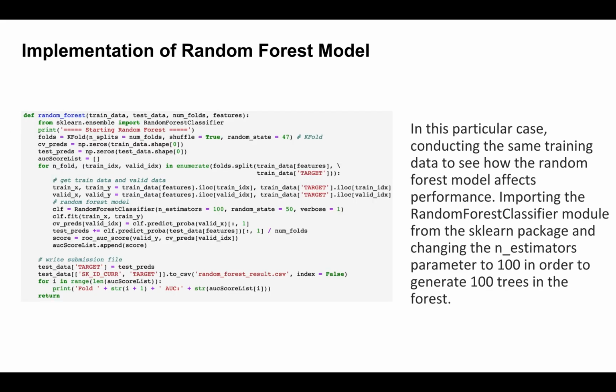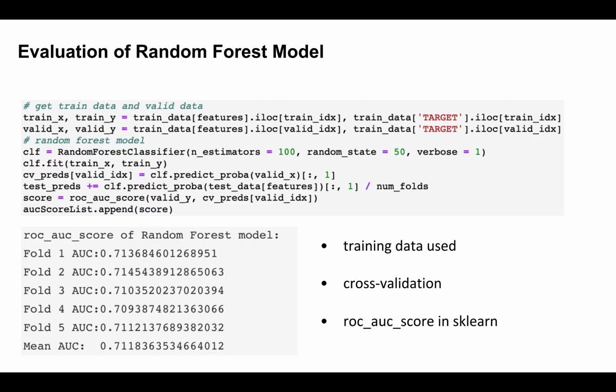In this particular case, we use the same training data to see how the random forest model affects performance. We import the random forest classifier module from the scikit-learn package and change the n_estimators parameter to 100 in order to generate 100 trees in the forest. Then we directly use the original training data used in the logistic regression to train the random forest model. For the evaluation part of the random forest model, part of the training data is used in performing cross-validation, and we can see from the result that the mean AUC is approximately 0.712.